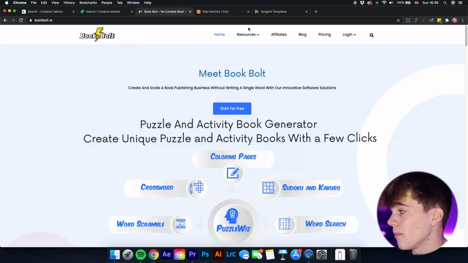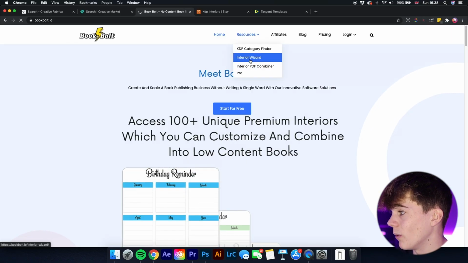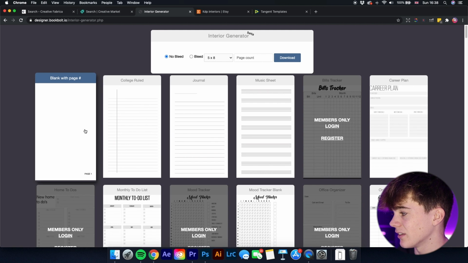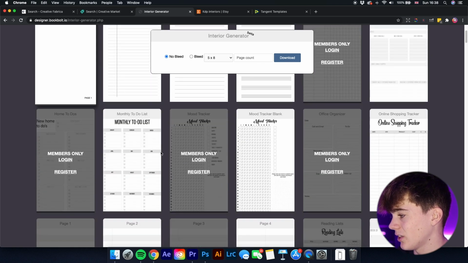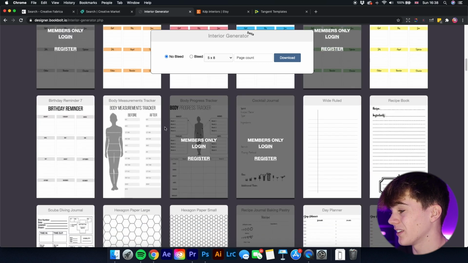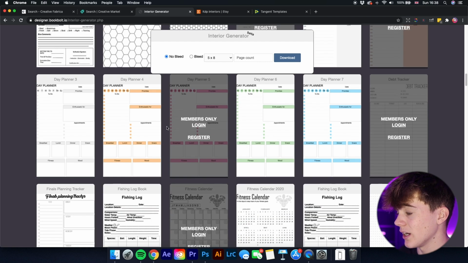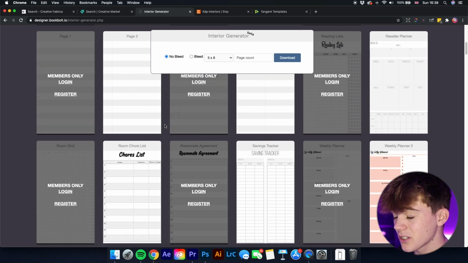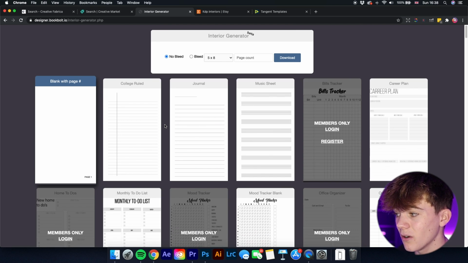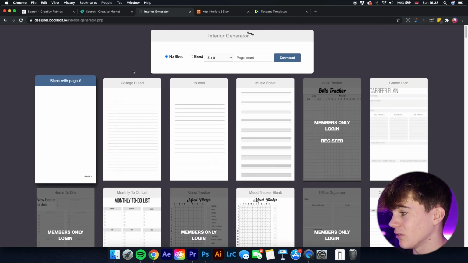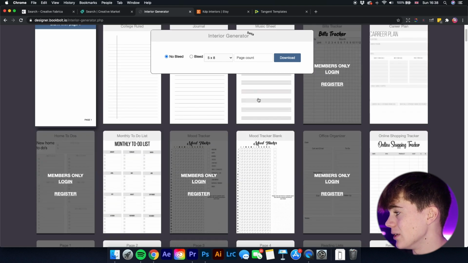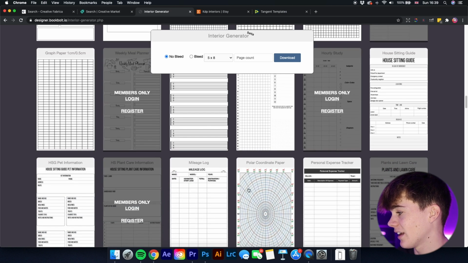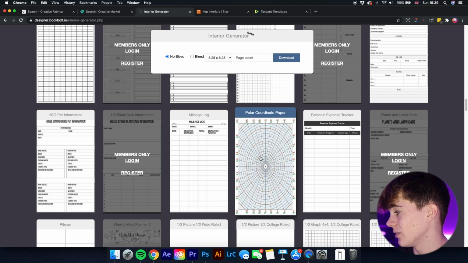All you have to do, on the homepage, go to resources, then interior wizard, wait for it to load, click on interior wizard, and you get all of these interiors. You can see all the free ones are the ones that don't have that members only login thing. All these ones that aren't grayed out, you can download for free, no cost at all, and use them in your KDP books, which I think is great. You're not having to spend a single penny. So I just thought I'd add this one in for you guys. Obviously you've got the basic college rule journal and music sheet things, and then you can get to more complicated ones like comic books, guitar tabs, habit tracker, polar coordinate paper, and mileage log.